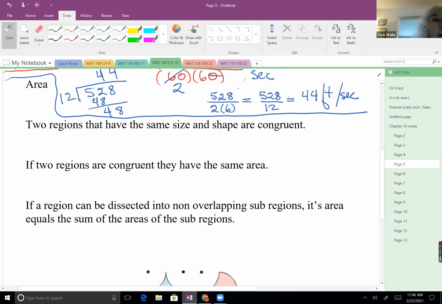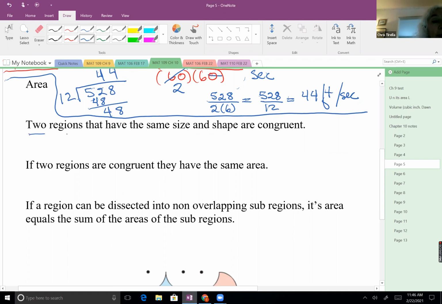If there are no questions, that's that first section of chapter 10. The second section of chapter 10 deals with the idea of area. And it's got a couple of statements that are our basic beliefs for the beginning.